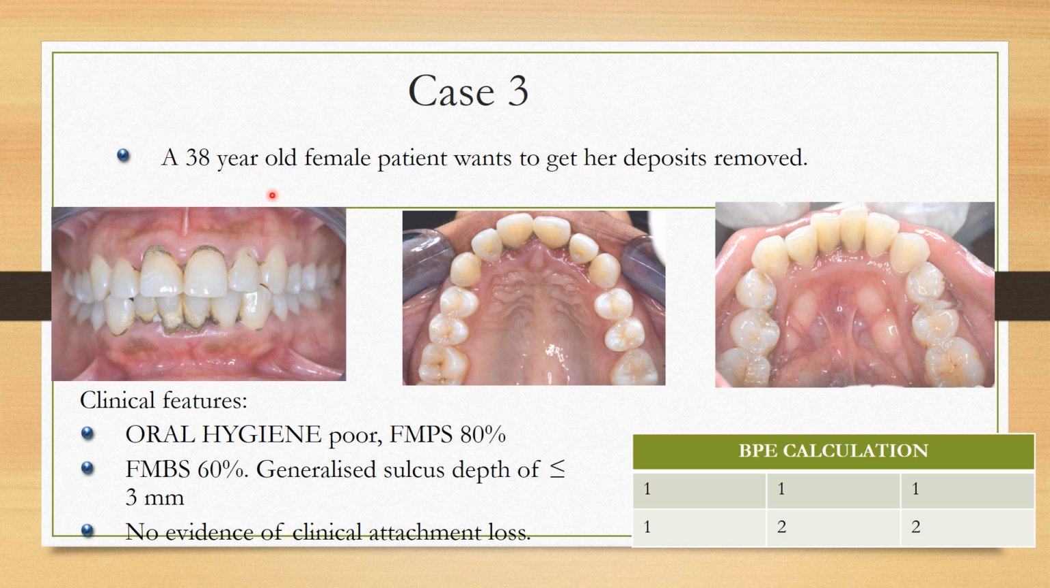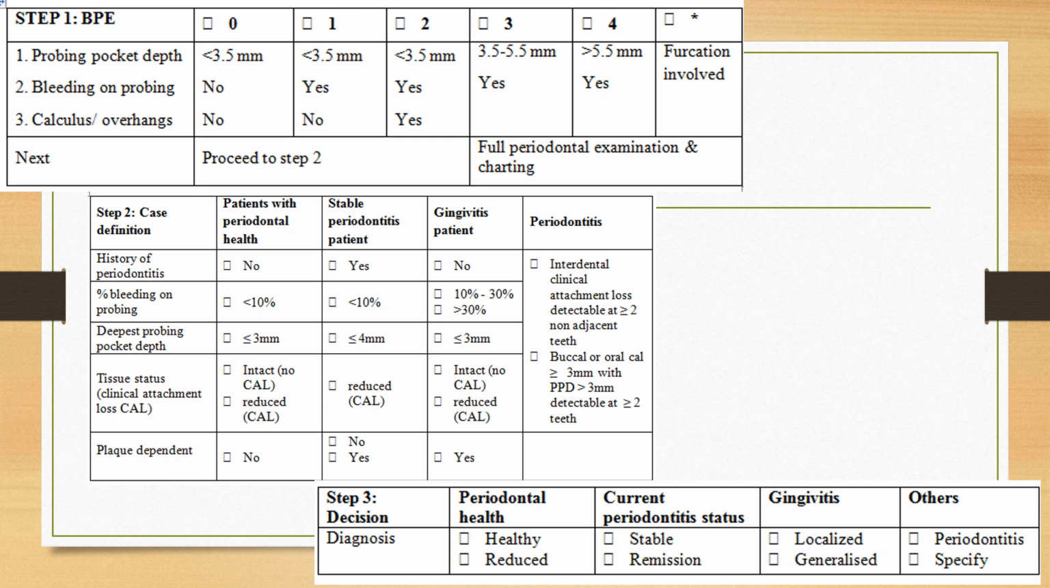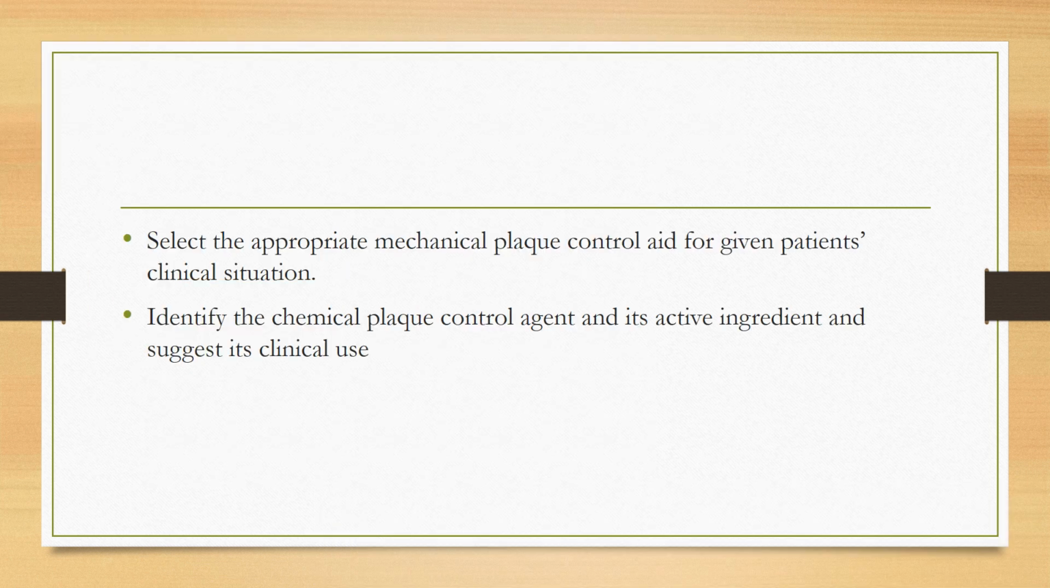Case 3 is a female patient who wants to get her deposits removed, and this is the photo, the first photo with the labial side, occlusal upper and lower occlusal. Oral hygiene poor, FMPS 80%, FMBS 60%, generalized sulcus depth again less than or equal to 3 mm, no evidence of clinical attachment loss. BPE score has been given. So you have to come to the diagnosis by writing the findings, and select the appropriate mechanical plaque control agent and chemical plaque control agent. So that's all for today.